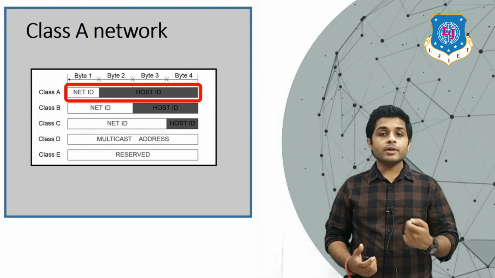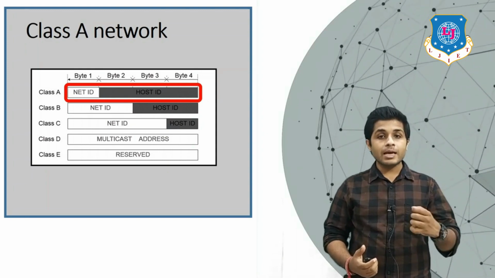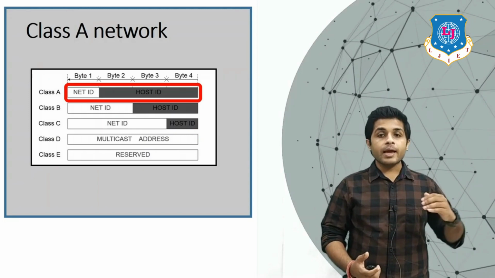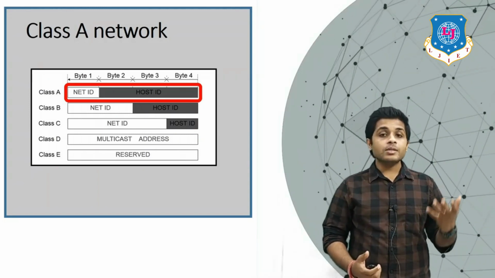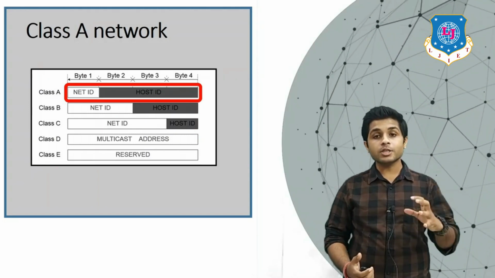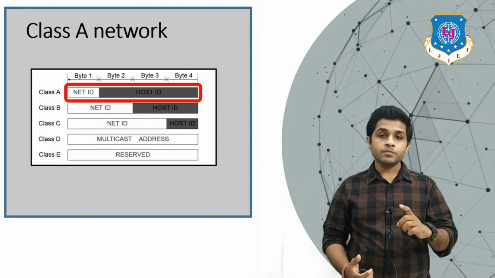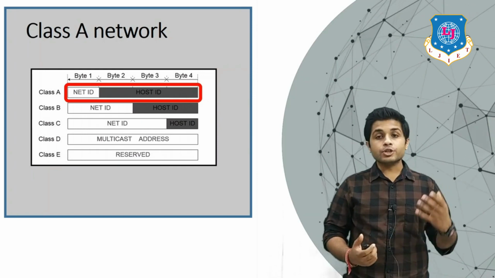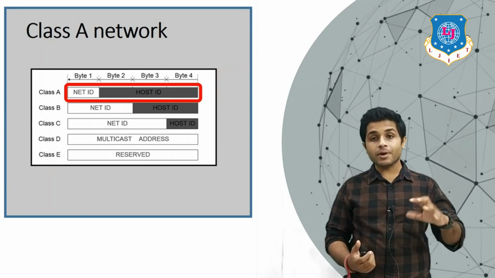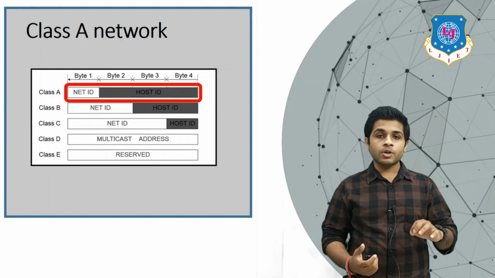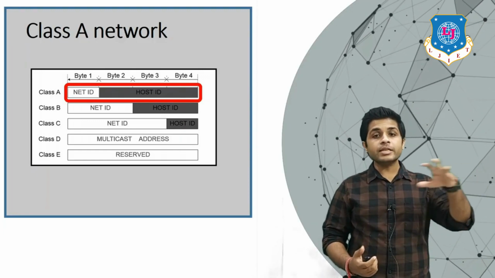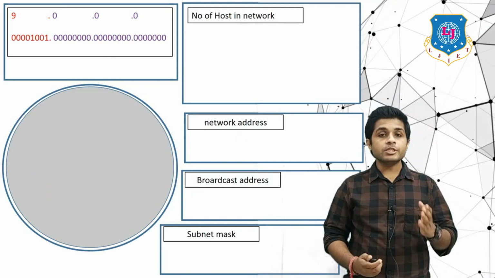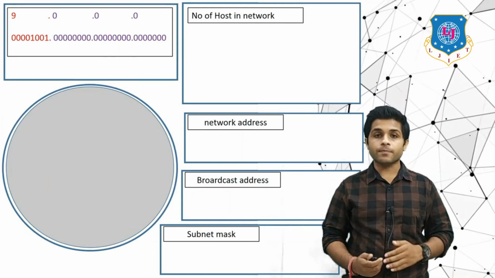The length of the network ID is 8 bits. So in class A, 2 raised to 8 individual networks are possible. And from the host ID, you will know how many hosts are possible in one network. The length of the host ID is 24 bits, so 2 raised to 24 hosts are possible in one network. From the 2 raised to 8 individual networks, one class A network is given to you, which is 9.0.0.0.